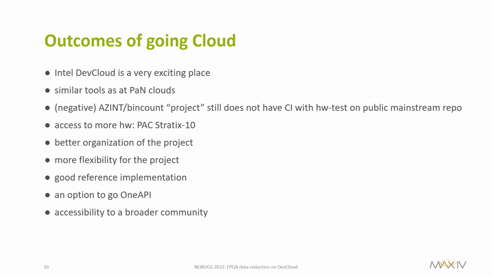A negative or neutral outcome is that I didn't find a way to run CI for my mainstream repo that is public. So for this I would really need to go to another cloud, because I think this one is not intended for this purpose. I got access to hardware that I do not have, which is extending our project. Then I have been forced to better organize my project. I increased the flexibility that I have, because when something on the facility is broken, we can continue developing here.